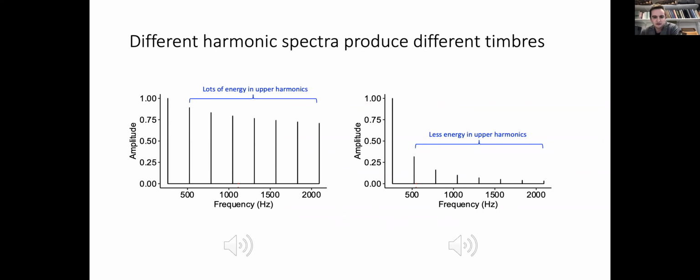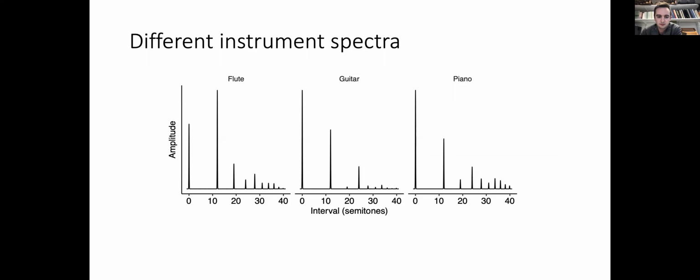Now, if we keep the fundamental frequency the same, but then play with the other harmonics, we end up changing the timbre, or the tone quality of the sound. The example I have on the left here has lots of energy in the upper harmonics, and it sounds like this. And the example on the right then has less energy in the upper harmonics, and it sounds like this. Likewise, we find that different instruments end up producing different spectra. For example, the flute on the left here, the guitar in the middle, and the piano on the right.